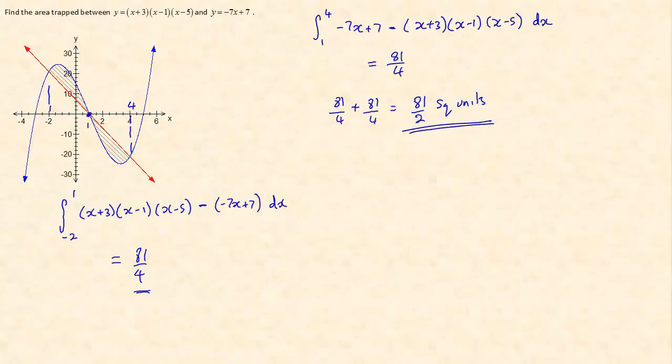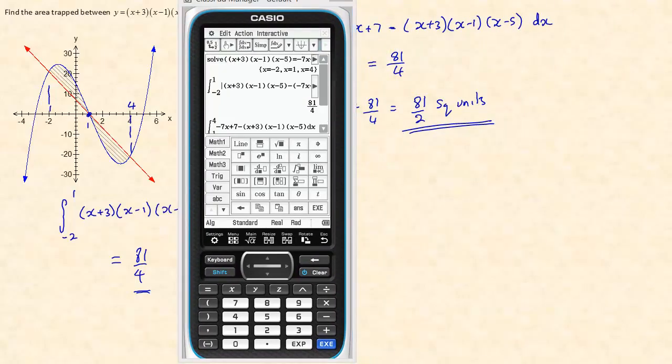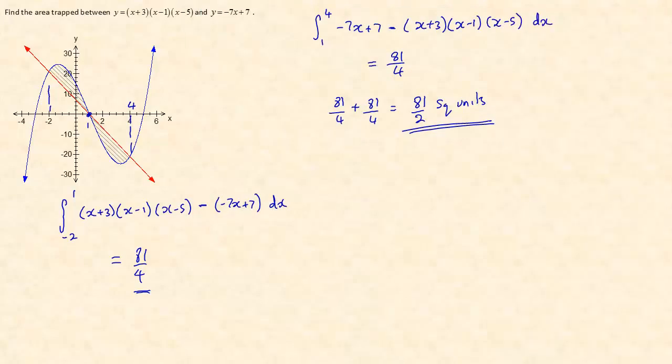Now, can we do this with the modulus? If we put a modulus around the whole of this function, it doesn't matter whether we use the first one or the second one actually, but remember we want to integrate all the way from -2 through to 4 this time, and that does give us 81/2. So we can use the modulus when we've got the calculator available, so we don't have to do it in two parts.